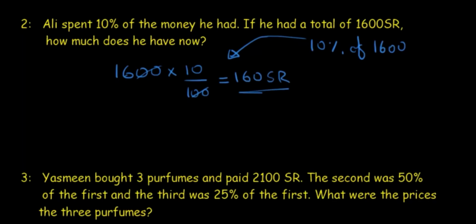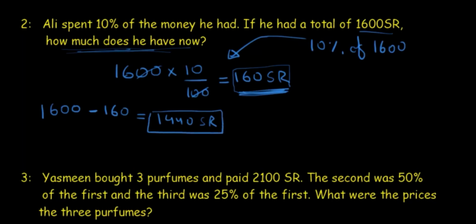Now, mind you, because most probably you would just end up writing this as the answer, but take a look at the question itself. If he had a total of 1,600, how much does he have now? So he spent 160. He had 1,600 and he spent 160, which leaves him with how much? Because they want how much does he have now? 1,440 Saudi riyals. That's the amount he has now.